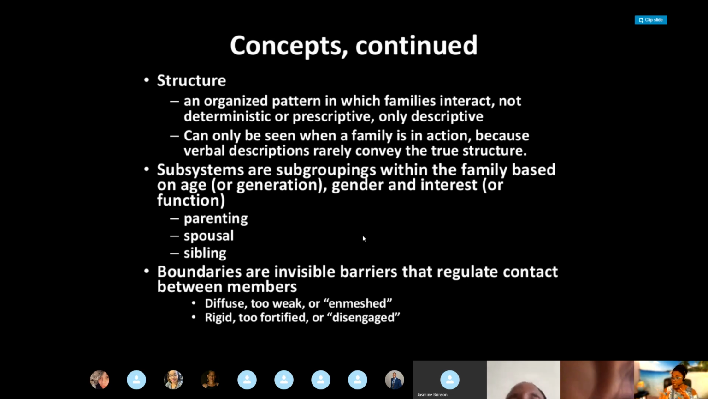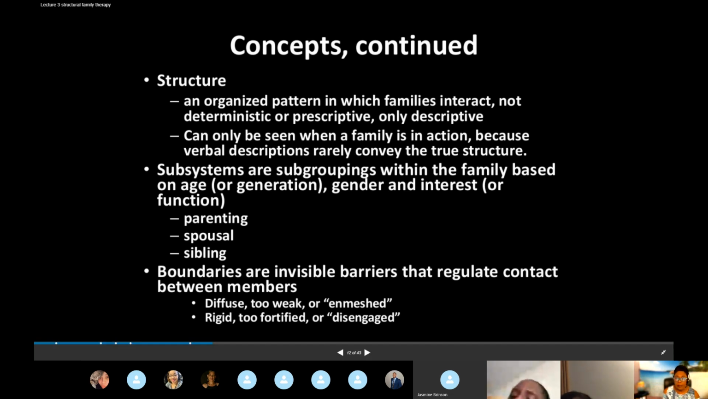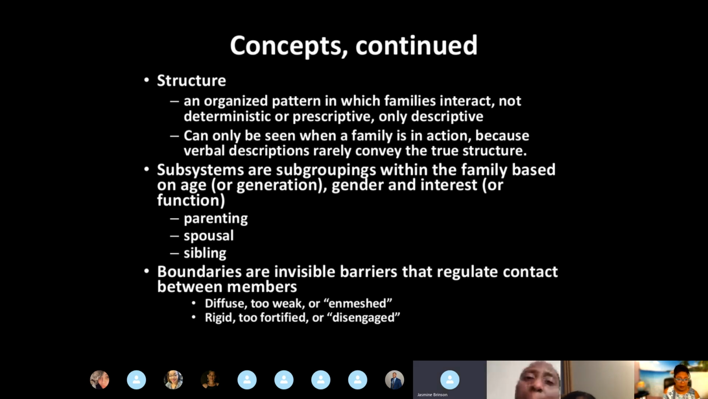And so we have two things that can happen if I have a very poor structure. I have very enmeshed boundaries and I have very rigid boundaries. What's the difference? Enmeshed is when you have like poor boundaries and issues with authority. Okay, and I think rigid is when, I don't remember if you're too far apart or you're too close. You got it. You got it.